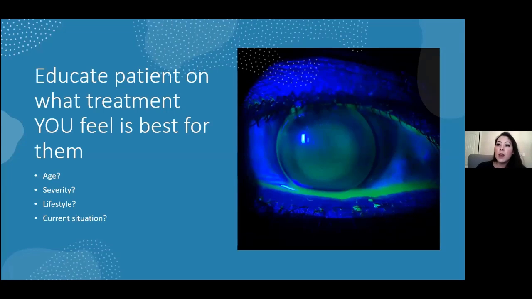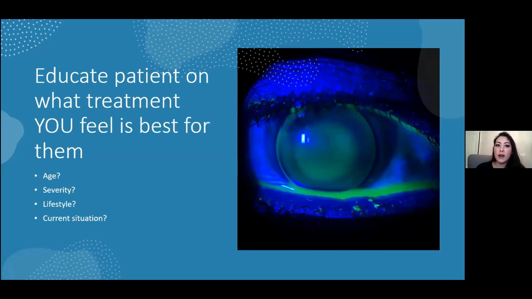Their lifestyle. If somebody does a lot of sports or activities, things like that, or they're outside a lot, they may not do the best in glasses. They may not do the best in corneal GPs, because corneal GPs can dislodge, and if they're in dusty, windy environments, a corneal GP is known to get foreign body entrapment. So maybe that's not the best option for them. So we go through the different options based off of their lifestyle, their severity, their age, and then just their current situation.